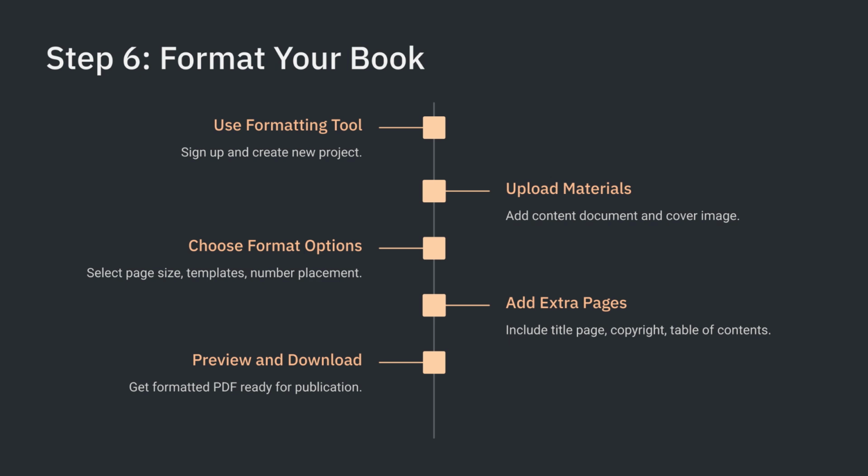Steps to format your book. 1. Use a formatting tool, link provided in the video. 2. Sign up and create a new project. 3. Upload your book's content document, the cover image. 4. Choose formatting options. Page size, color, and templates. Chapter and page number placement. 5. Include additional pages like title page, copyright information, table of contents. 6. Preview and download the formatted PDF.